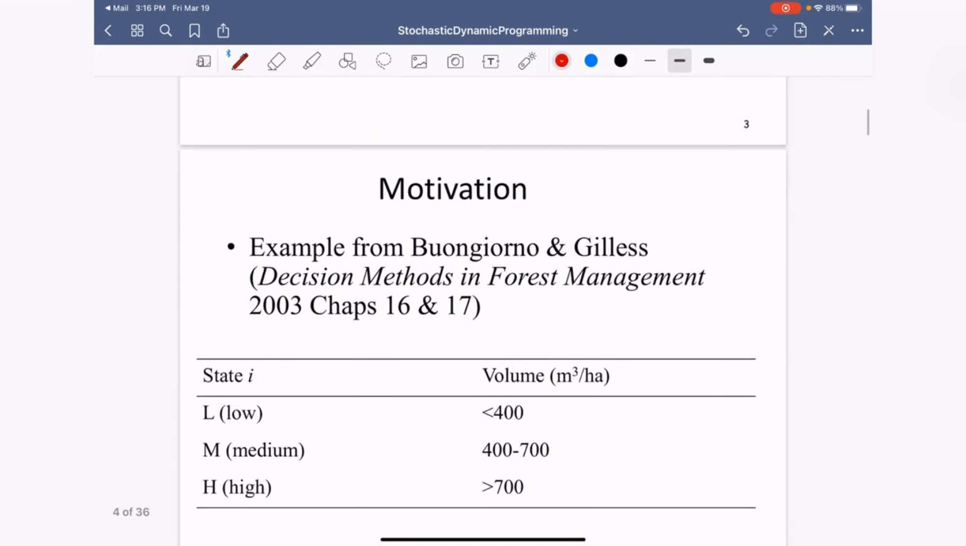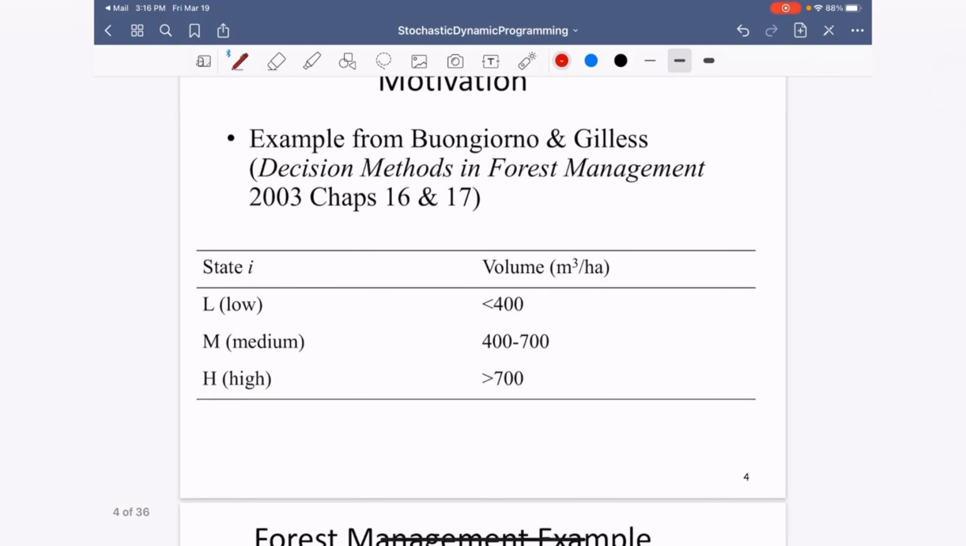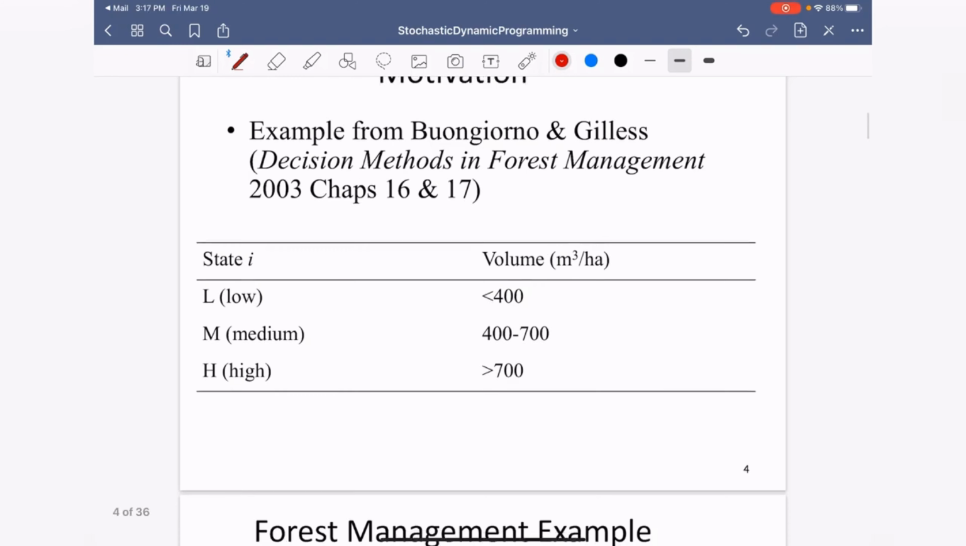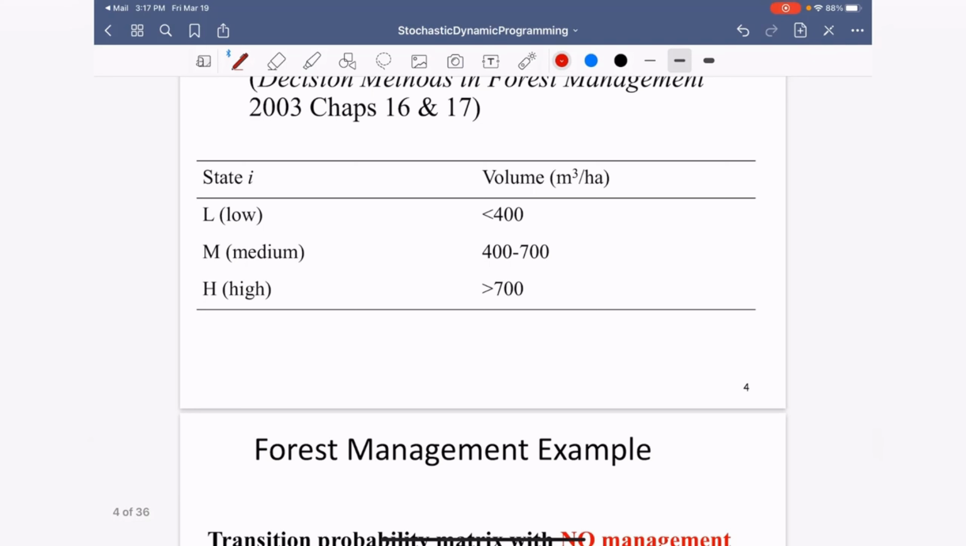Now we're going to motivate this with an example from Buongiorno and Gilless, Decision Methods in Forest Management. It's actually a bad example in some ways, but you'll have to put up with it. So what we've got is three states, low, medium, and high, and these refer to the amount of volume on a stand of timber. If it's less than 400 cubic meters per hectare, it has low volume. If it has high volume, it's greater than 700 cubic meters per hectare.